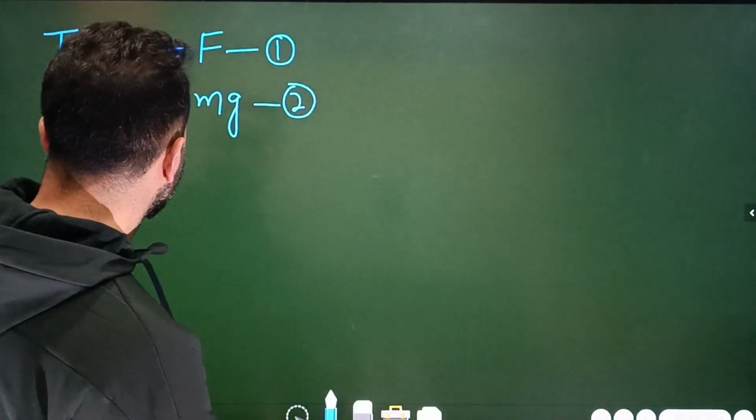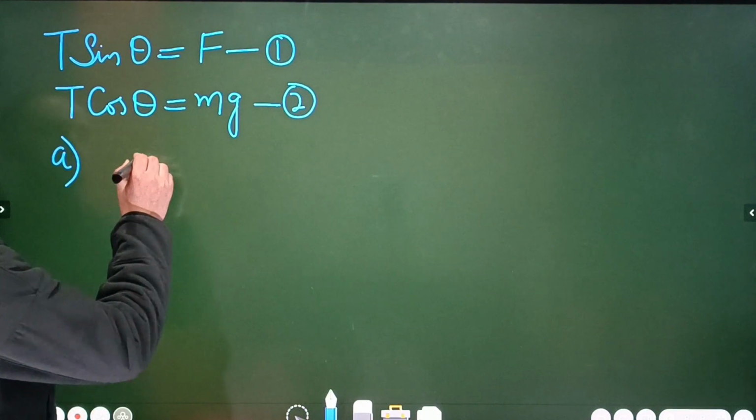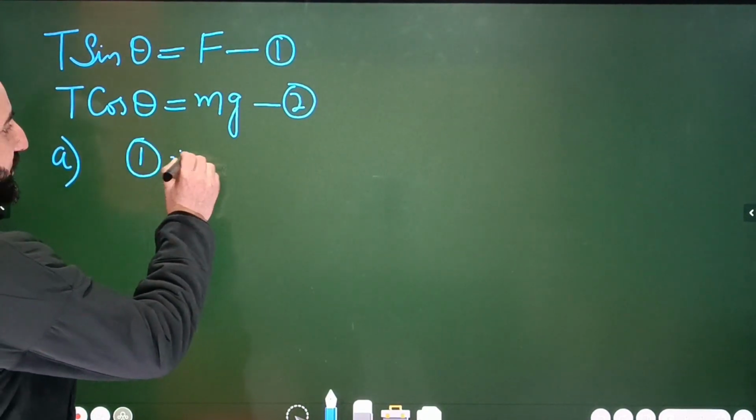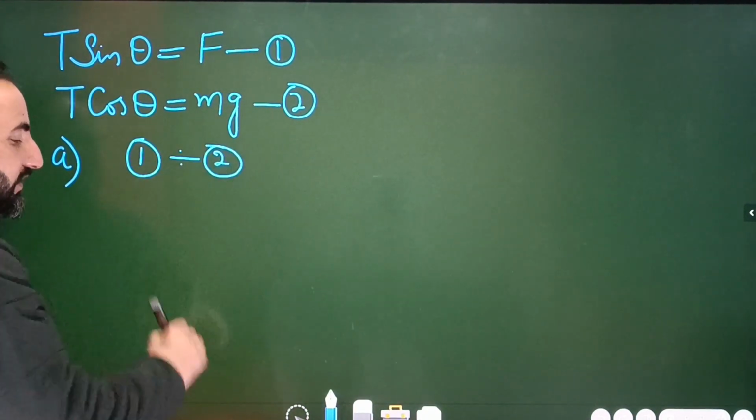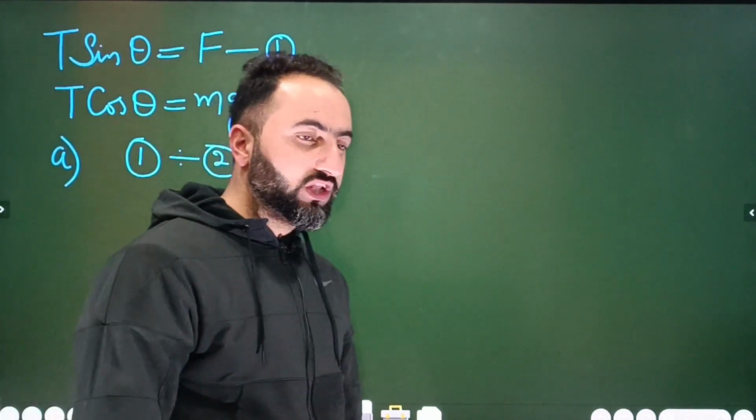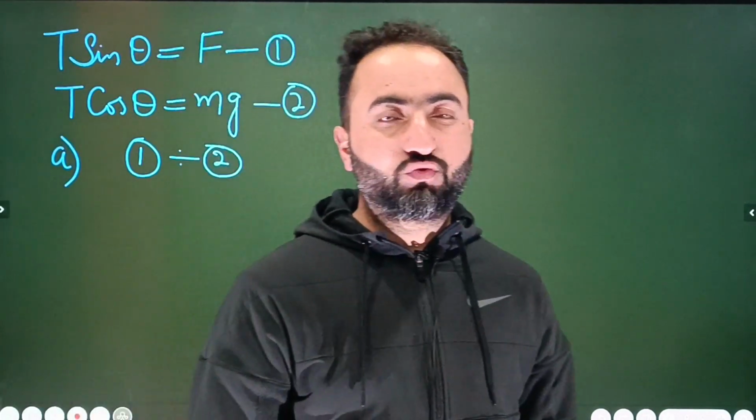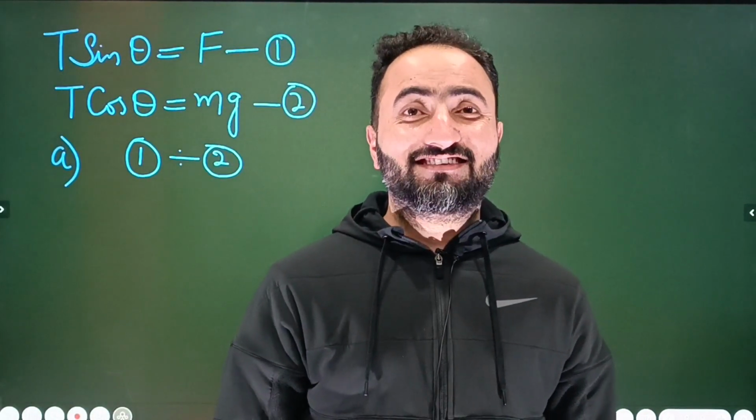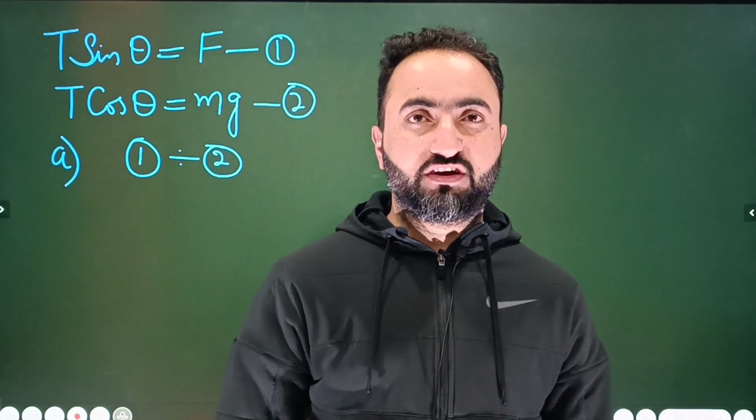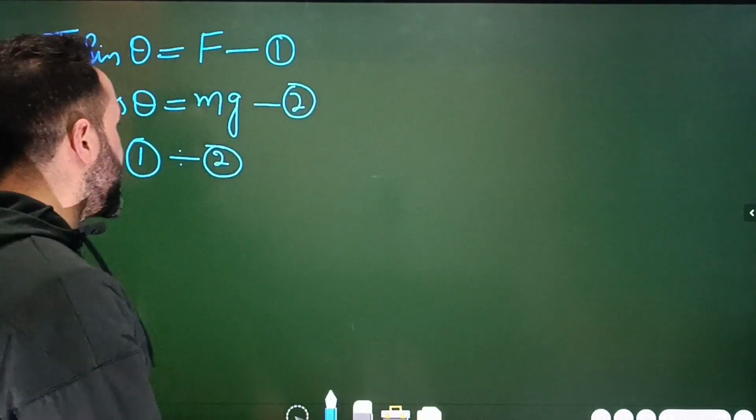All right. So for that, what I will do is this. Equation number first, let me divide these two equations. Equation number first divided by equation number second. Why I am dividing these two equations? The reason is that I want to get rid of the tension in the string. ठीक है ना बेटा?